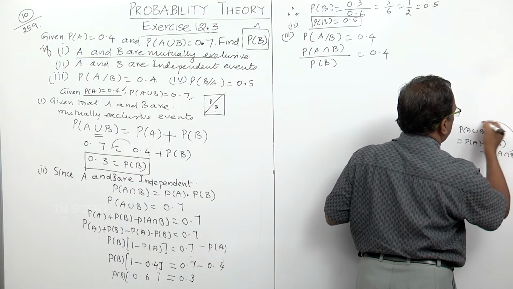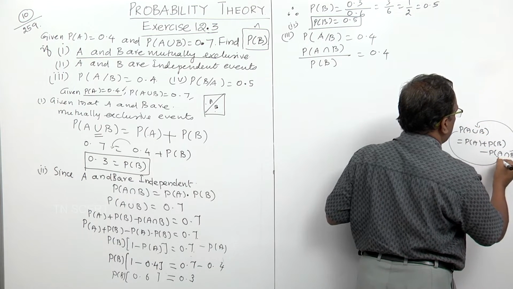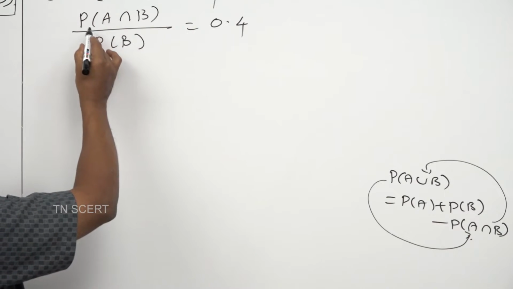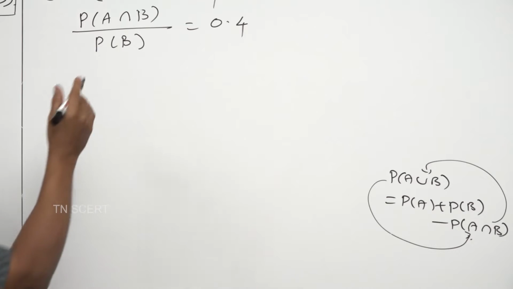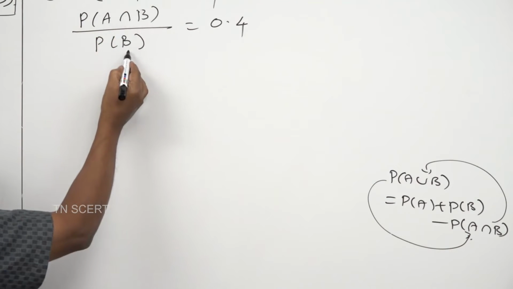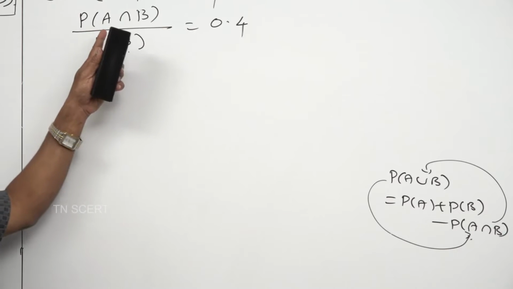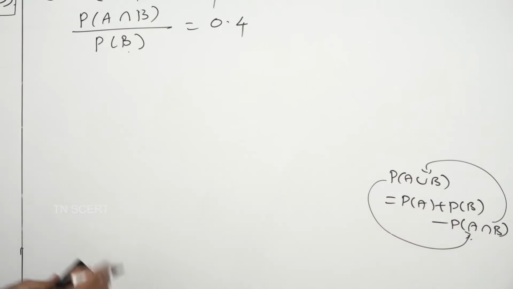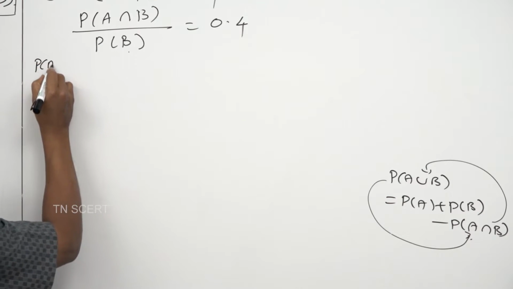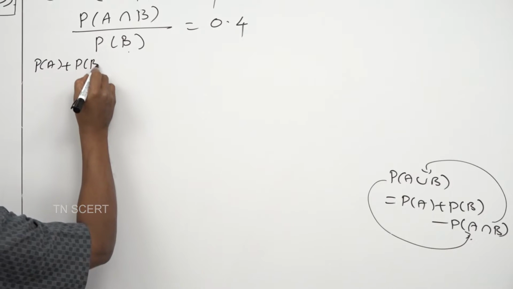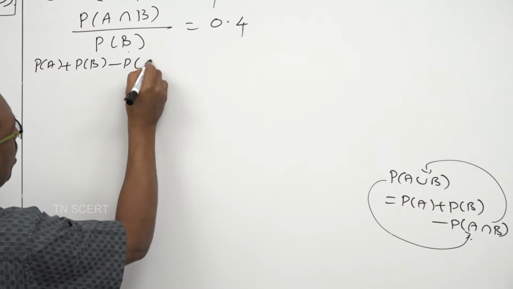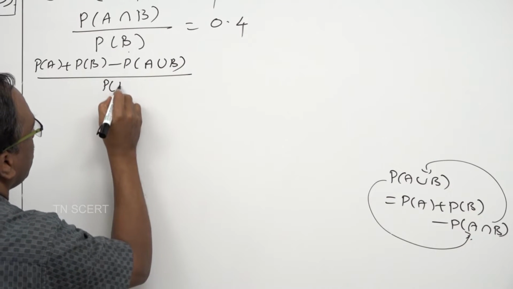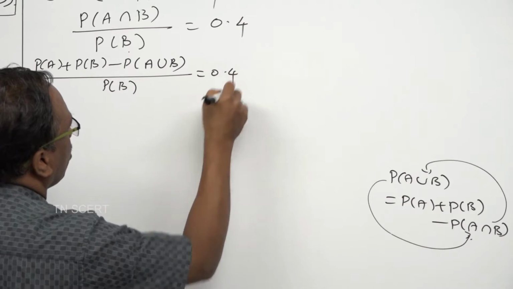You can bring this value to here, and take this to this side. In that way also we can do. See, P of A given B is, by the conditional probability definition, P of A intersection B by P of B, which is equal to this. What is P of A intersection B? We can bring this value over here. That means P of A plus P of B minus P of A union B over P of B is equal to 0.4. Okay.